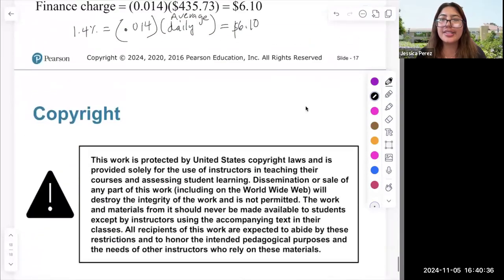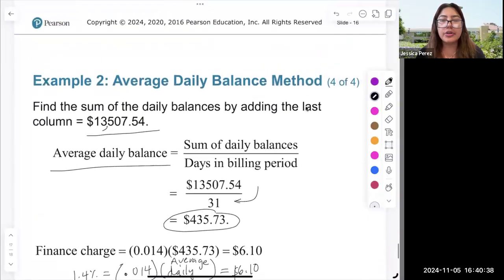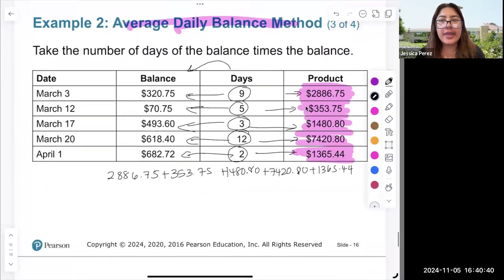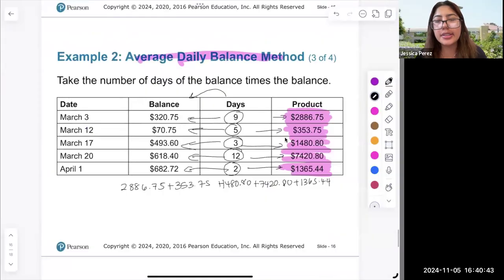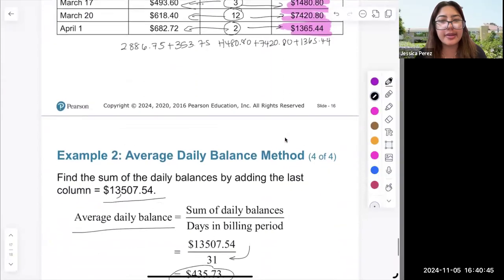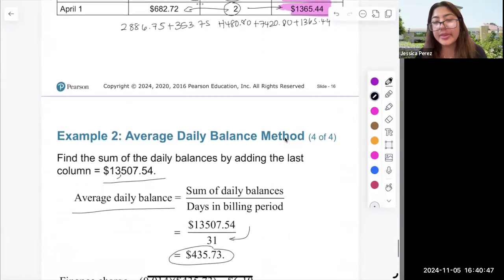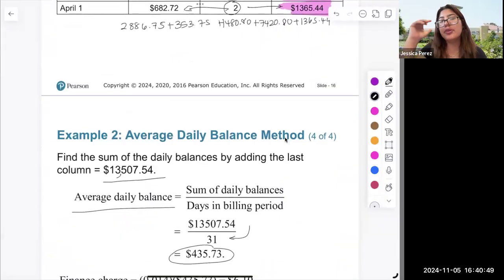And that terminates the section. Please make sure to review: once we have the balances, finding the products and adding them gives you the sum of the daily balances, but that doesn't give you the average daily balance. You have to divide the sum by the number of days in your billing period. In this case, we're using 31 because it can be at most 31 days.